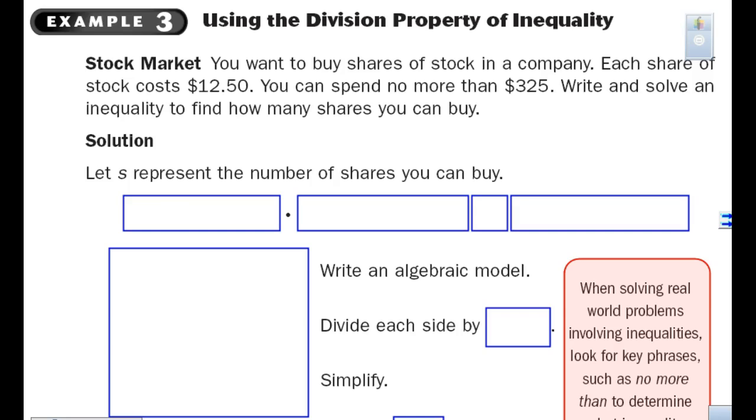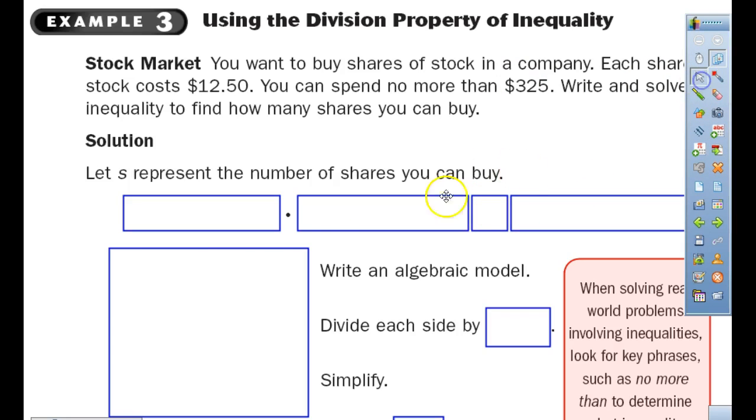So it says, you want to buy a share of stock in a company. Each share of the stock is $12.50 each, and you can spend no more than $325. Can you spend $350? No. Can you spend $300? Yeah. Could you spend $100? You can spend $50, right? You could spend $5. You cannot spend $500, right? You can spend no more than $325. So, meaning, can we spend $325? Yes. So when we are looking at this, what are we going to be filling in for our inequality?